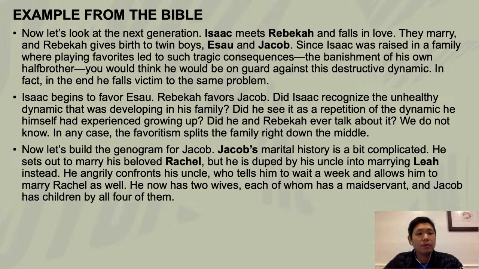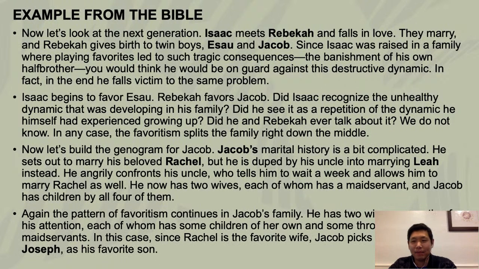Now let's build the genogram for Jacob. Jacob's marital history is a bit complicated. He sets out to marry his beloved Rachel, but he is duped by his uncle into marrying Leah instead. He angrily confronts his uncle, who tells him to wait a week and allows him to marry Rachel as well. He now has two wives, each of whom has a maidservant, and Jacob has children by all four of them. Okay, so basically Jacob now, remember, he wasn't favored by his dad, but he was favored by his mom, and he has 12 kids. So let's see what happens again.